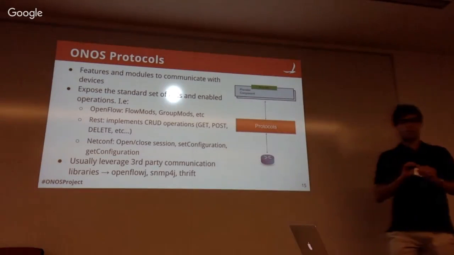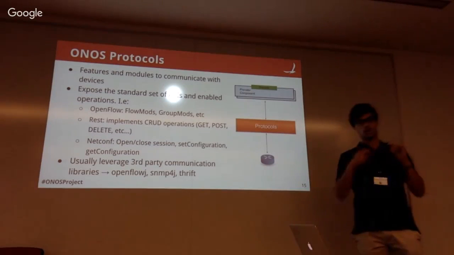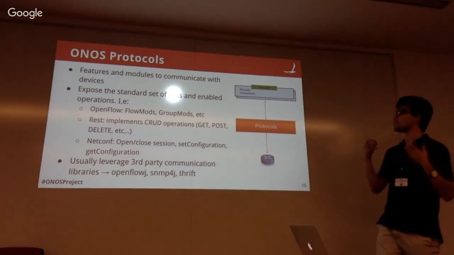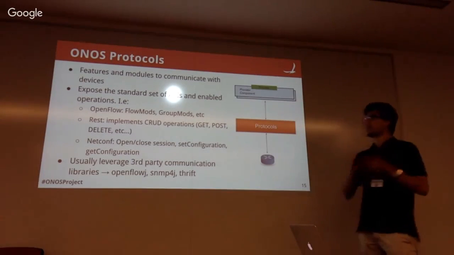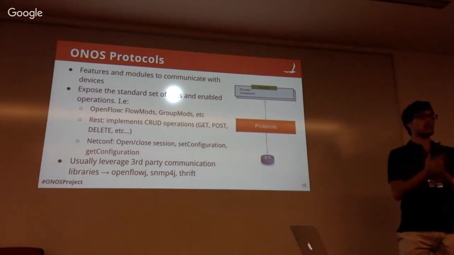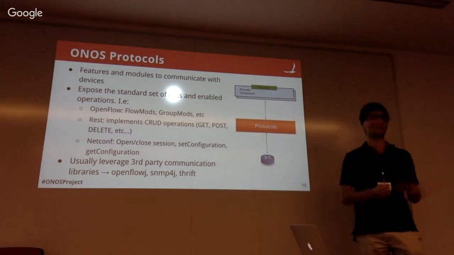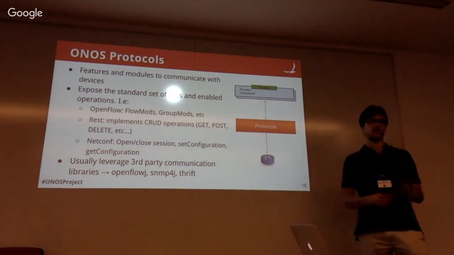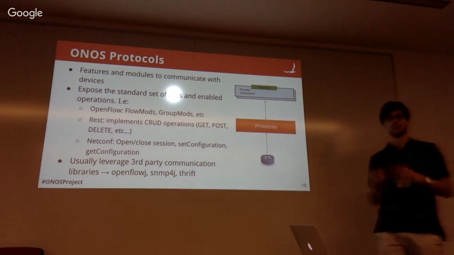So right now, what is a protocol? What is the definition of an ONOS protocol? Basically, an ONOS protocol is a set of features and modules that bring in what is needed to communicate with the device. They implement the standard set of operations that a protocol offers, for example, flow mods and group mods for OpenFlow, or the CRUD operations for REST, or the session configuration, copy-config, set-config, and delete-config for NETCONF. So this is the protocol.